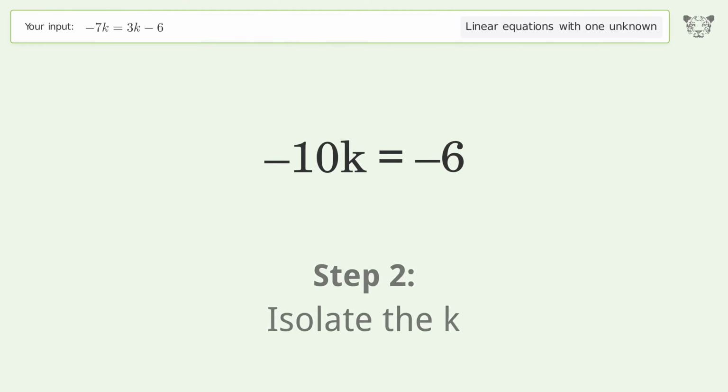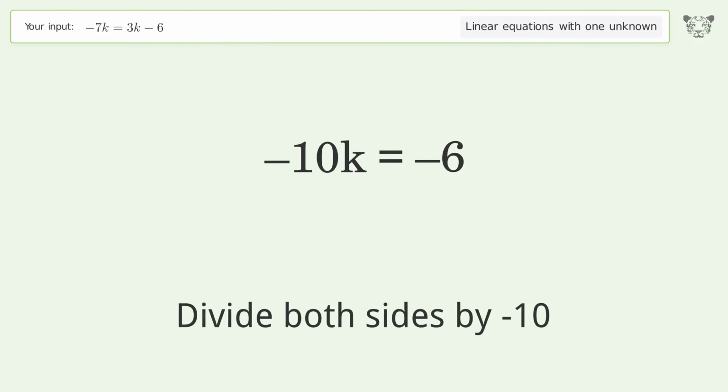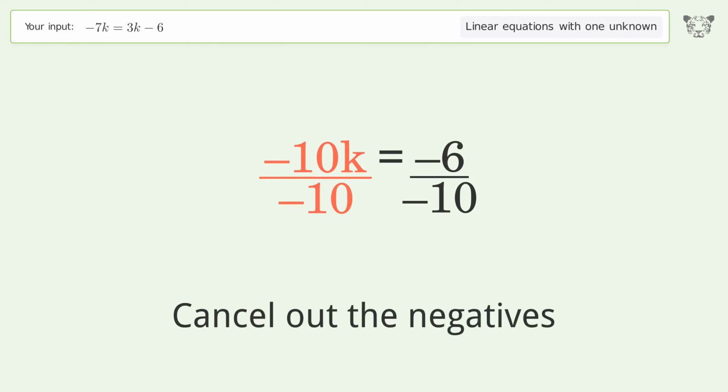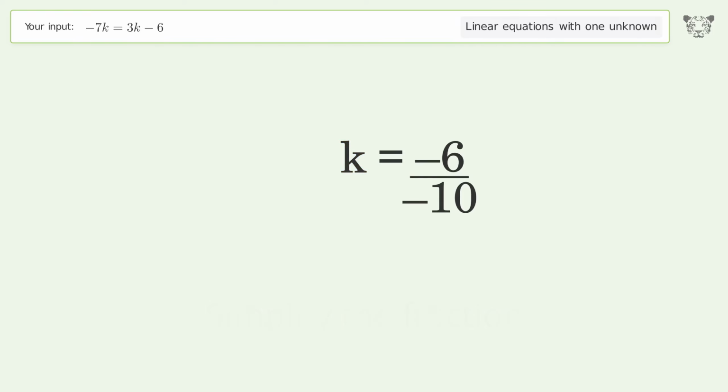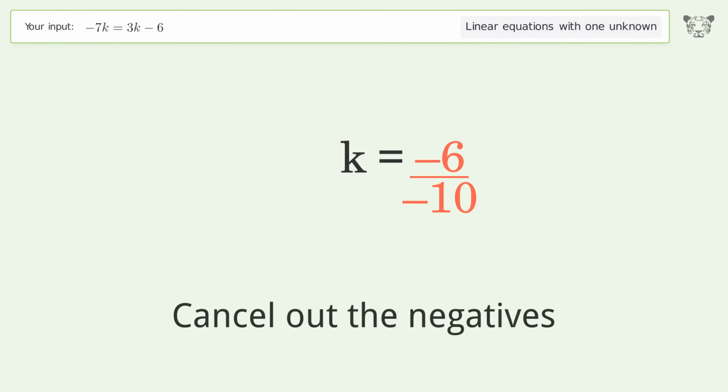Isolate the k. Divide both sides by -10. Cancel out the negatives. Simplify the fraction. Cancel out the negatives.